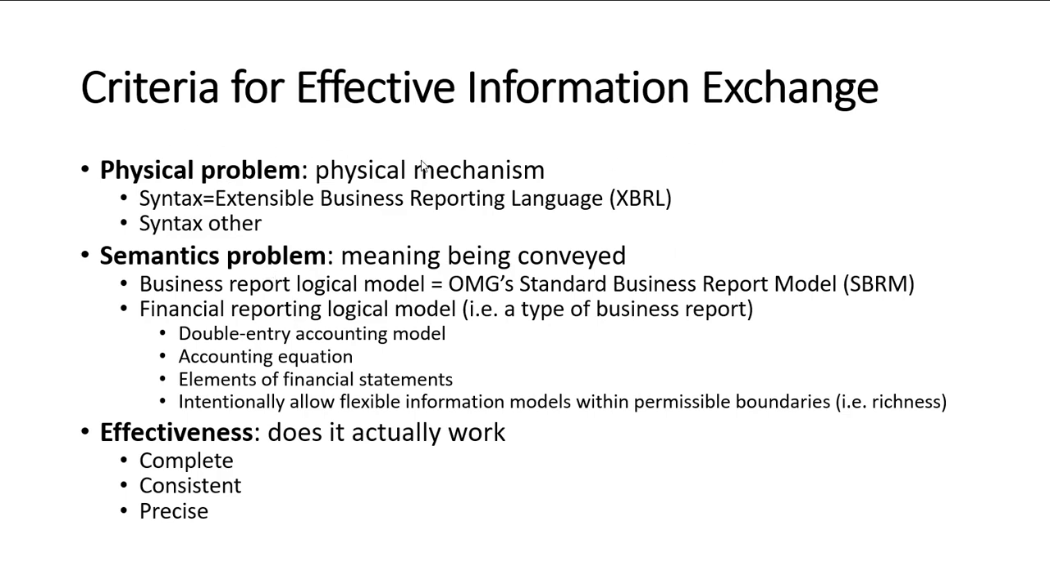So this is a common criteria. There are lots of different ways to explain this, but basically this is a criteria for effective machine information exchange. Okay, you have three specific problems. You have the physical problem of moving information from one system to another. You have the semantics problem of having one system understand the meaning of that information.